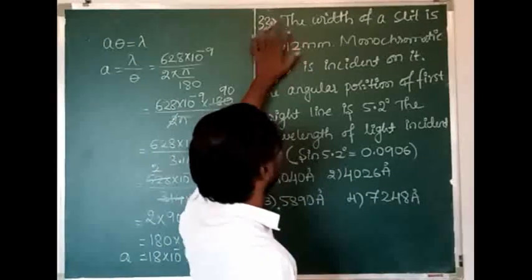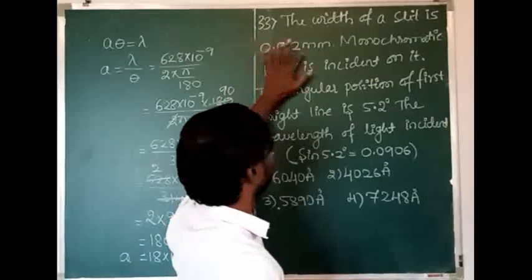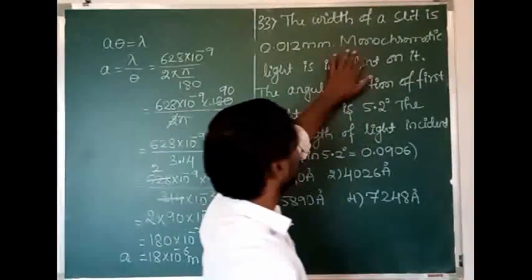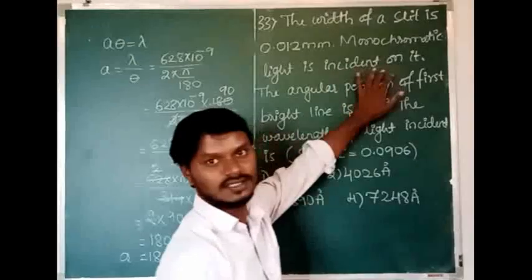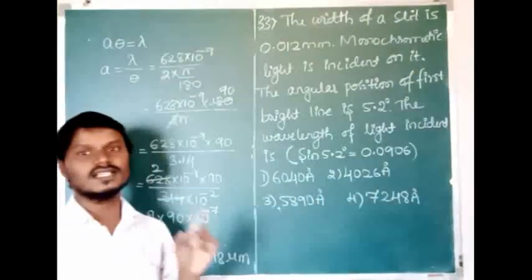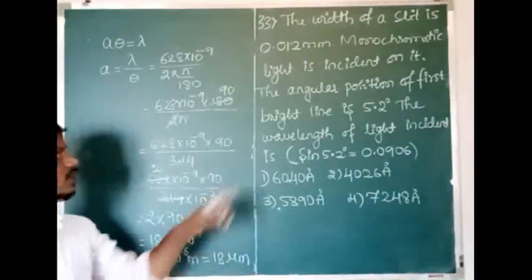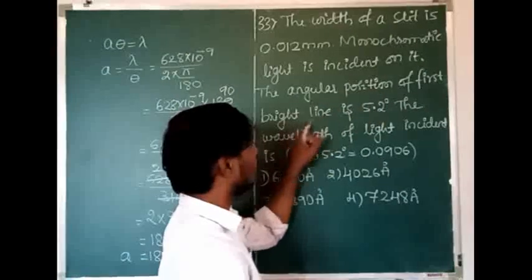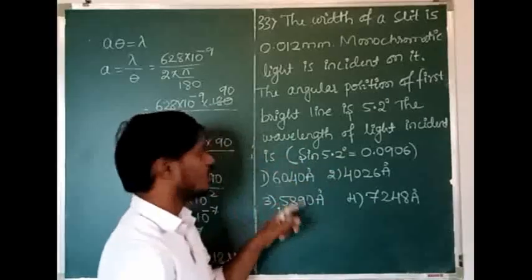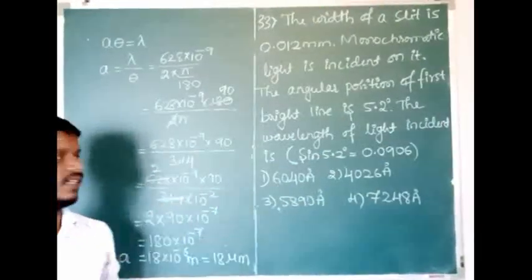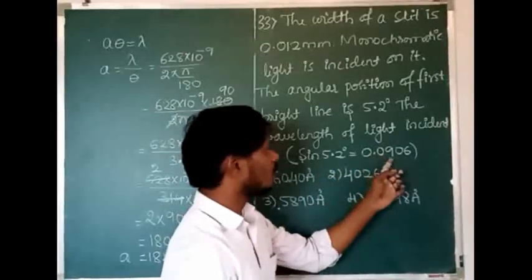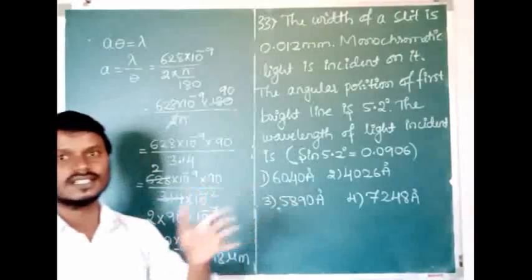33. The width of a slit is 0.012 millimeter. Monochromatic light is incident on it. Then the angular position of the first bright line, bright line means here maximum, okay, first maximum, is 5.2 degree. Then we have to find the wavelength of the incident light. But here sin 5.2 degree is given, that is 0.0906. By using this value we can calculate.